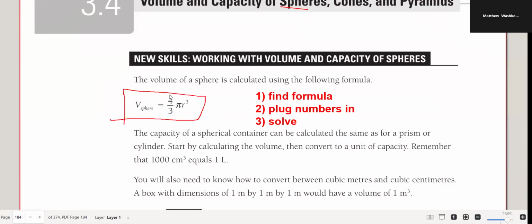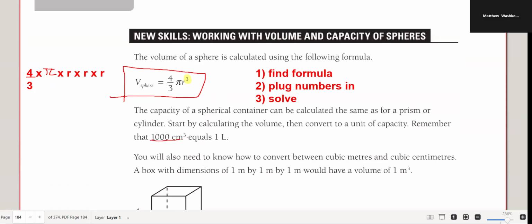All right, so starting out, to find the volume of a sphere, how much can fit inside a sphere, it's 4 over 3 times pi times radius cubed. Really look at the 3 part here. In terms of what that looks like, this is 4 over 3 times pi times r times r times r. So that's what this one is here. And again, know that 1,000 cubic centimeters is equal to 1 liter.